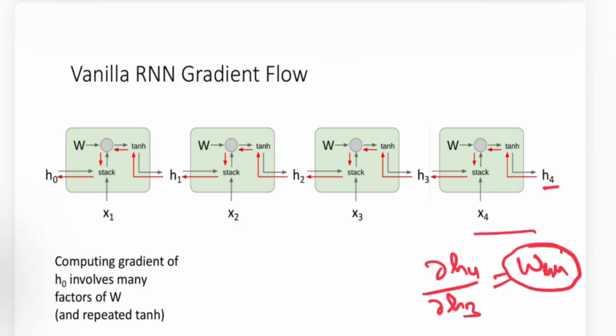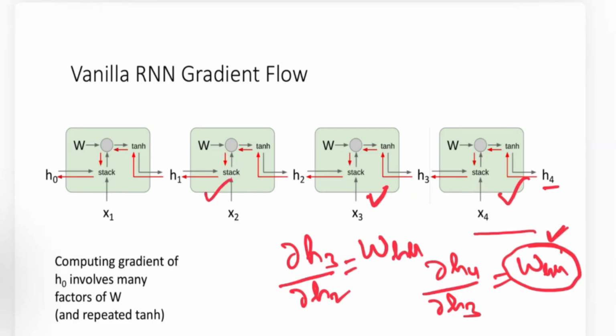It's not the exact gradient, but I'm just giving the approximated gradient, because I'm ignoring the tanh part, but the tanh part will also be involved here. Even if I do not consider the tanh part, I'll be getting this. This is the local gradient of this part. Del H3 by del H2 will also be W_HH, and del H2 by del H1 is also W_HH. So for every state, the local gradient with respect to the state that we are getting is W_HH.